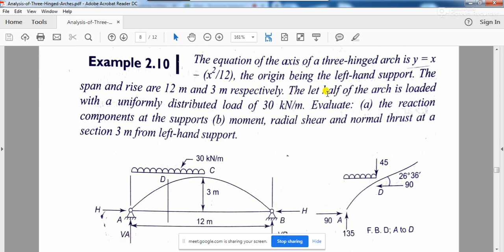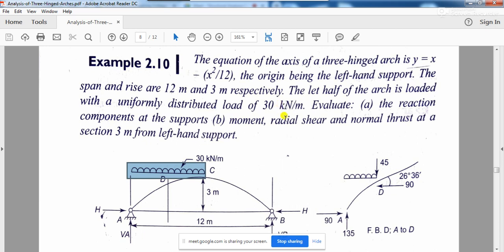The left half of the arch is loaded with a uniformly distributed load of 30 kilonewton per meter. In one problem we have solved, a parabolic arch was completely loaded with UDL throughout its span, but in this problem the load is only on the half portion of the arch. So one half of the arch up to the crown is loaded with a distributed load of 30 kilonewton per meter.